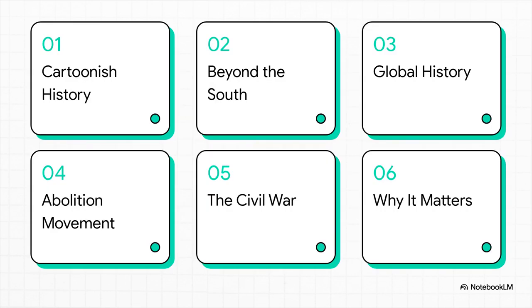So, here's how we're going to break down this argument. We'll follow the source's logic through these 6 key points. We'll start with this idea of a cartoonish history, then widen the lens to look beyond the South, zoom out to the global context, examine the abolition movement, take another look at the Civil War, and finally, wrap up with why any of this matters today.